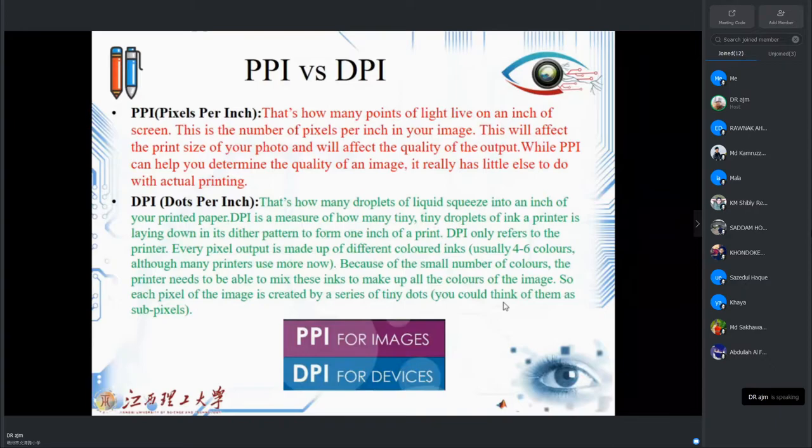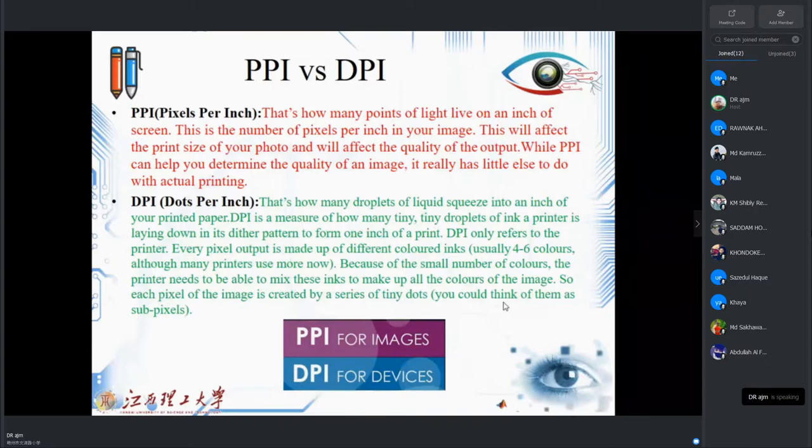While PPI can help you, as the user, to determine the quality of an image, it really has little else to do with actual printing. On the other side, we have the word DPI, which stands for dots per inch. That's how many droplets of liquid squeeze into an inch of your printed paper.